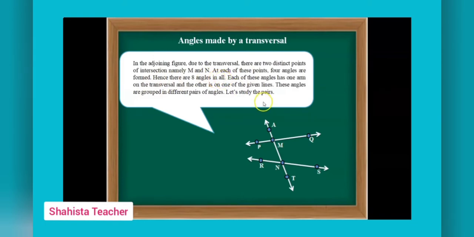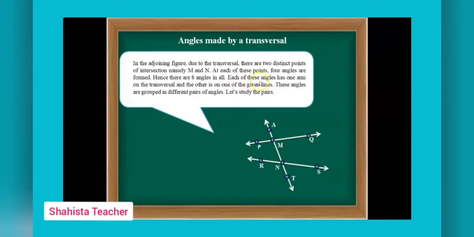Total 8 angles. This is 1, this is 2, this is 3, this is 4, this is 5 and this is 6. This is 7, this is 8. So total how many angles? 8 angles. 1, 2, 3, 4, 5, 6, 7 and 8.